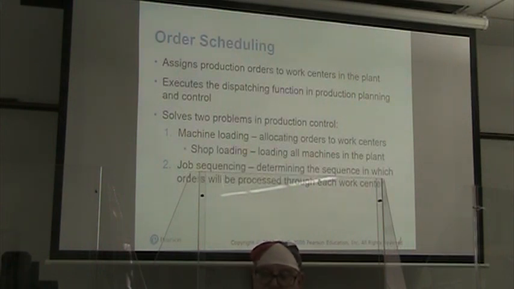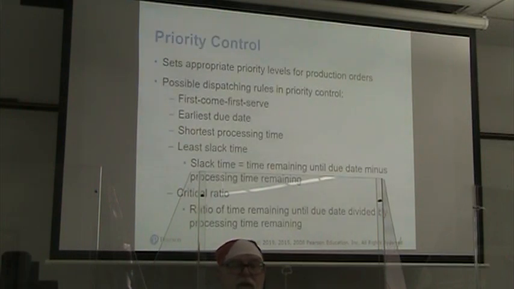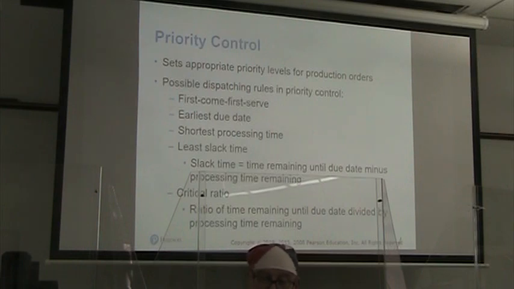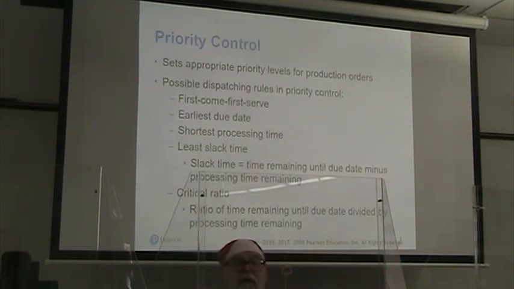Second, our job sequencing. Determining the sequence in which our orders will be processed through each work center. Then our priority control, again, that sets our appropriate priority level for our production orders. So we may use some different dispatching rules in priority control.